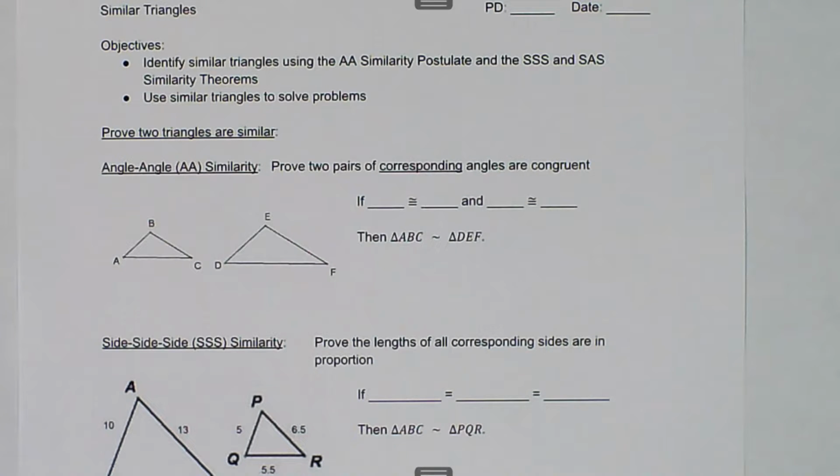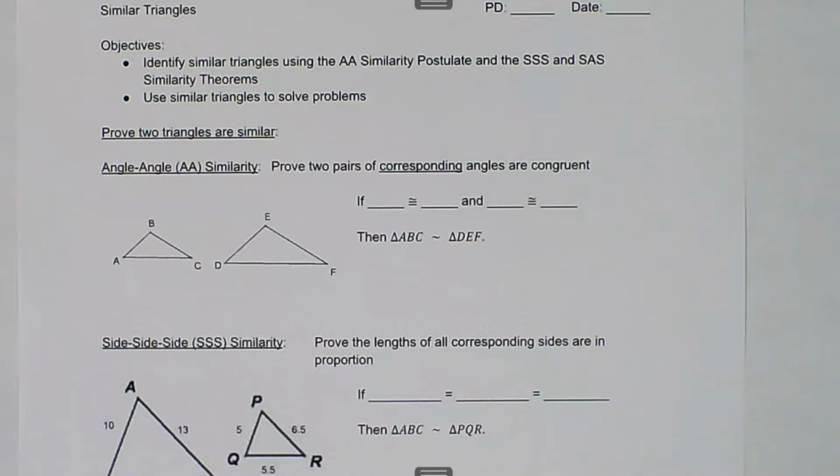We are talking about similar triangles, and we want to identify similar triangles using the AA similarity postulate and the SSS and SAS similarity theorems. We also want to use similar triangles to solve problems. Okay, so there's 3 shortcuts to prove 2 triangles are similar.